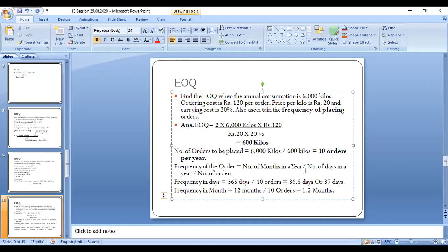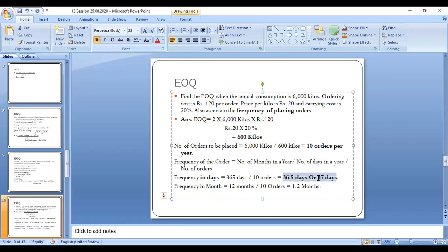If you calculate in a year, the number of days in a year divided by the number of orders is the formula. If you want the frequency in days, you use 365 days divided by the number of orders. Then you get 36.5 days, or you can convert the 0.5 day into the whole day, that is 37 days. You wait 37 days from one order to another order.